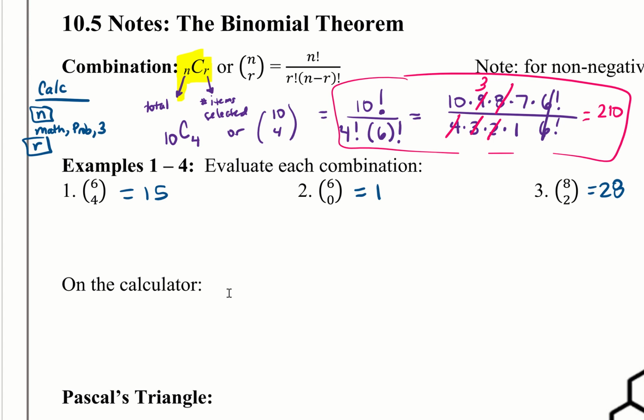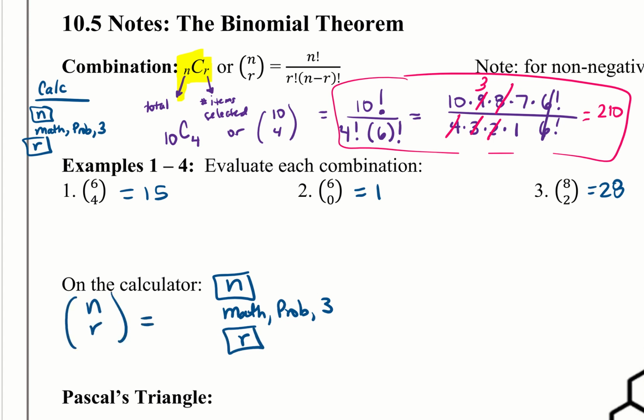All right, the answers are up there on the screen. By the way, 6 combination 0 equals 1, because if you have 6 items and you're not picking any of them, there's only one way for that to happen. But if you have 8 items and you're picking 2 of them, there's 28 different ways you could select items. So on the calculator, again, you would type n, and then math, probability, 3, and then type whatever number is in the r position, which would be the smaller of the 2 numbers.